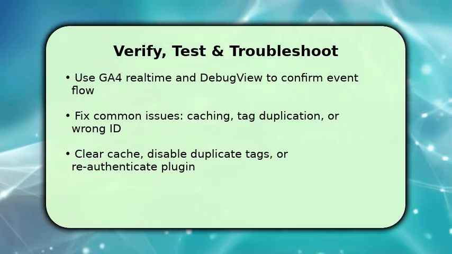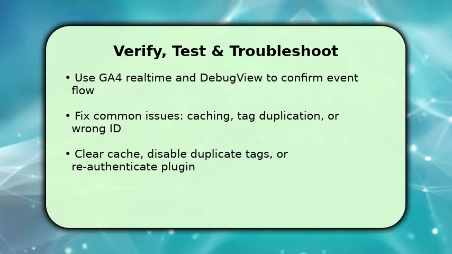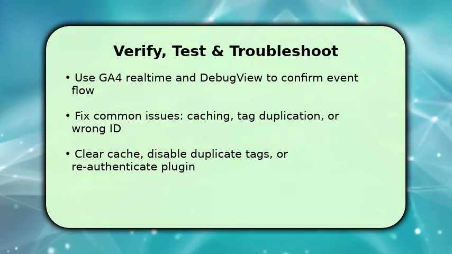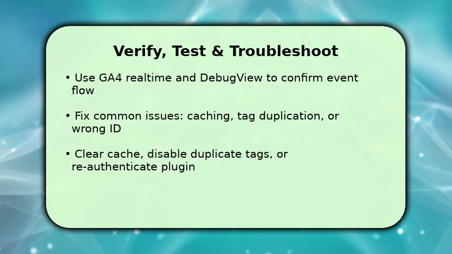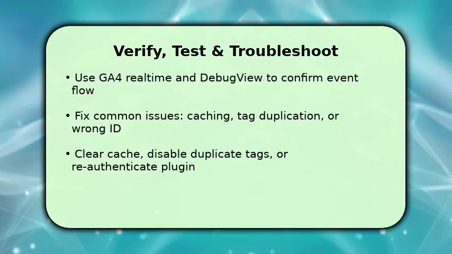A key tip: if events appear twice, search for duplicate tags in header, plugins, or theme files. Remove the extra instance to restore accurate reporting.